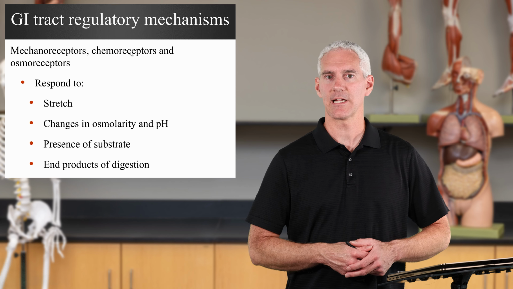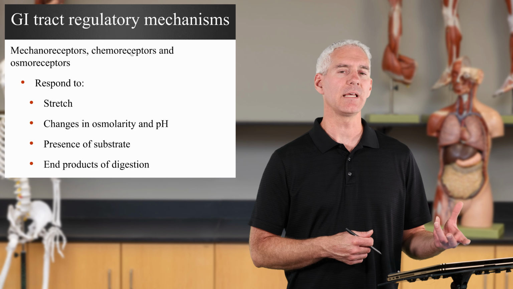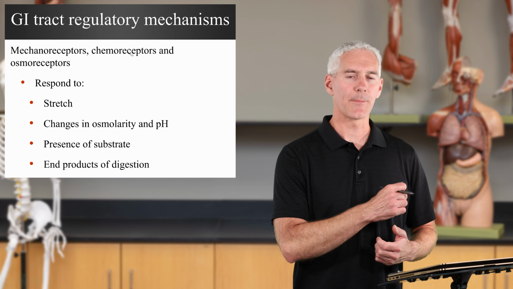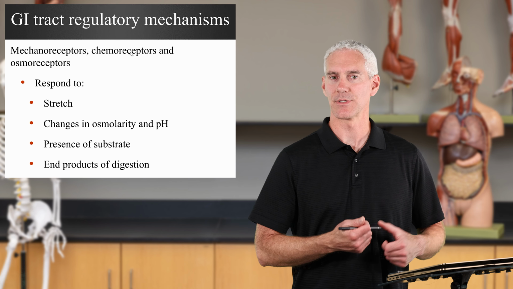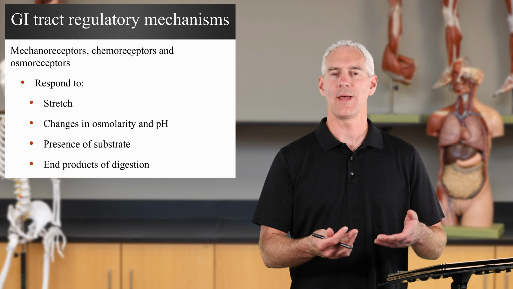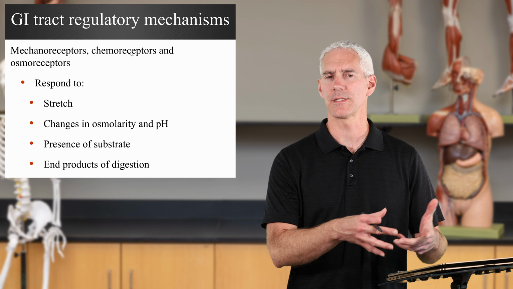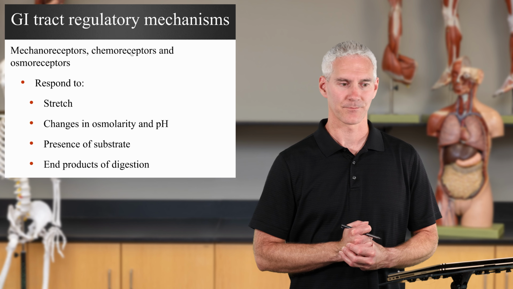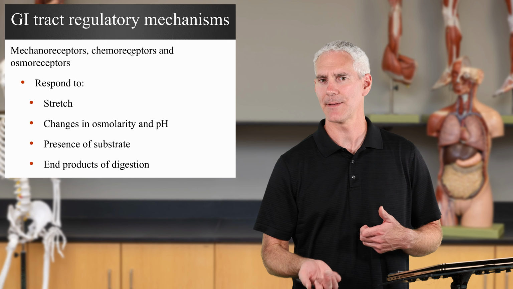You have then change in osmolarity and pH. Well, the osmolarity is obviously the osmoreceptors. pH is looking at the change in hydrogen ions. So that's chemoreceptors. You have the presence of different substrates, the building blocks of your macromolecules. That's the chemoreceptors, looking at those. And then the end products of digestion, knowing when you have the broken down parts of your carbohydrates, your monosaccharides, when you have the broken down components of your proteins, your amino acids, so how to absorb those and get those out of your system. So the GI tract has a lot of feedback mechanisms to know what is going on, which enzymes to secrete, and how to work.